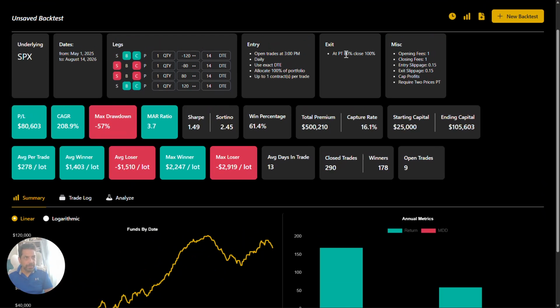Now we are looking at 80%, 13 days approximately here highlighted, and the win percentage is 61.4%, and ending capital is 105,000 for a starting capital of 25,000 and a P&L of 80,603. So based on different configurations tried on the 40-point Condor, the 80% profit target showed the best P&L, but the number of days in the trade was higher.